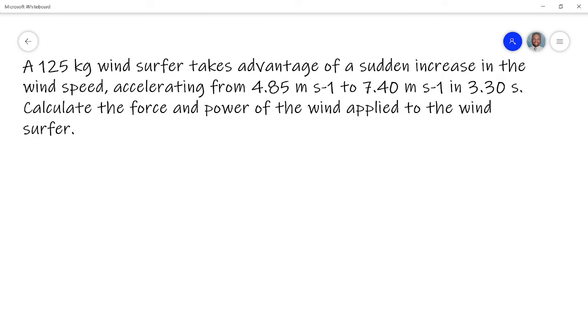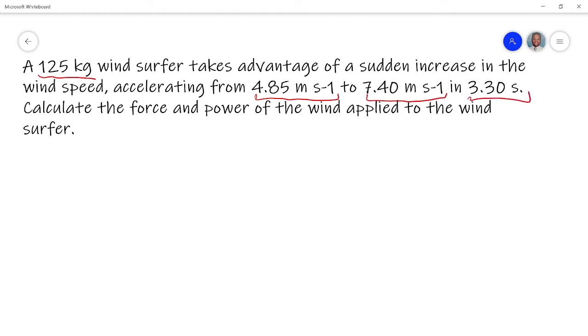Alright, so before we go any further, it's important to highlight what relevant information has been given. We've got 125 kilograms, so that's my mass. And we know that due to that wind speed, there's acceleration from 4.85 meters per second to 7.4 meters per second in 3.3 seconds. Calculate the force and power.